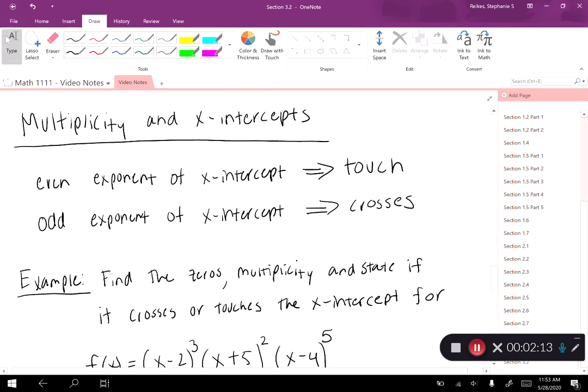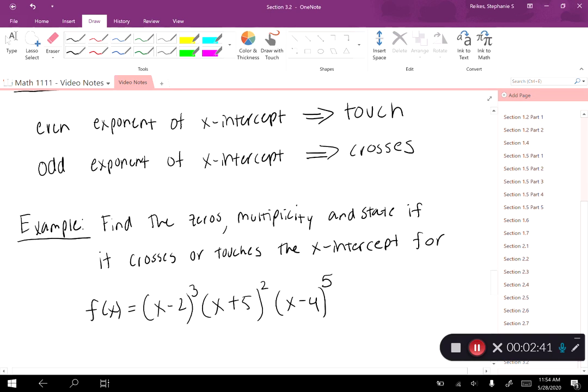Next, I want to talk about the multiplicity of x-intercepts. The multiplicity represents the exponent on each zero. If it's an even exponent, that means when I graph the polynomial, it's going to touch the x-intercept. But if the exponent is odd, then it's going to cross the x-intercept when I graph it. Let's take a look at an example.